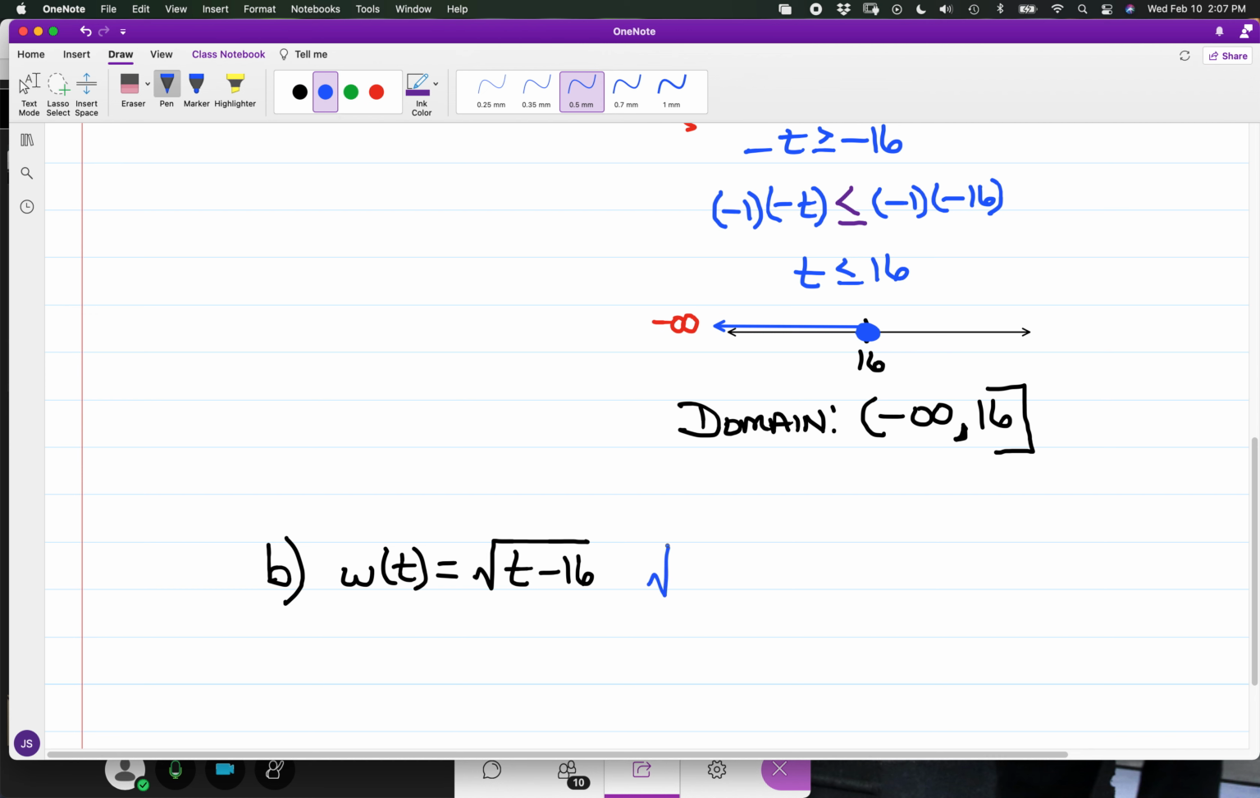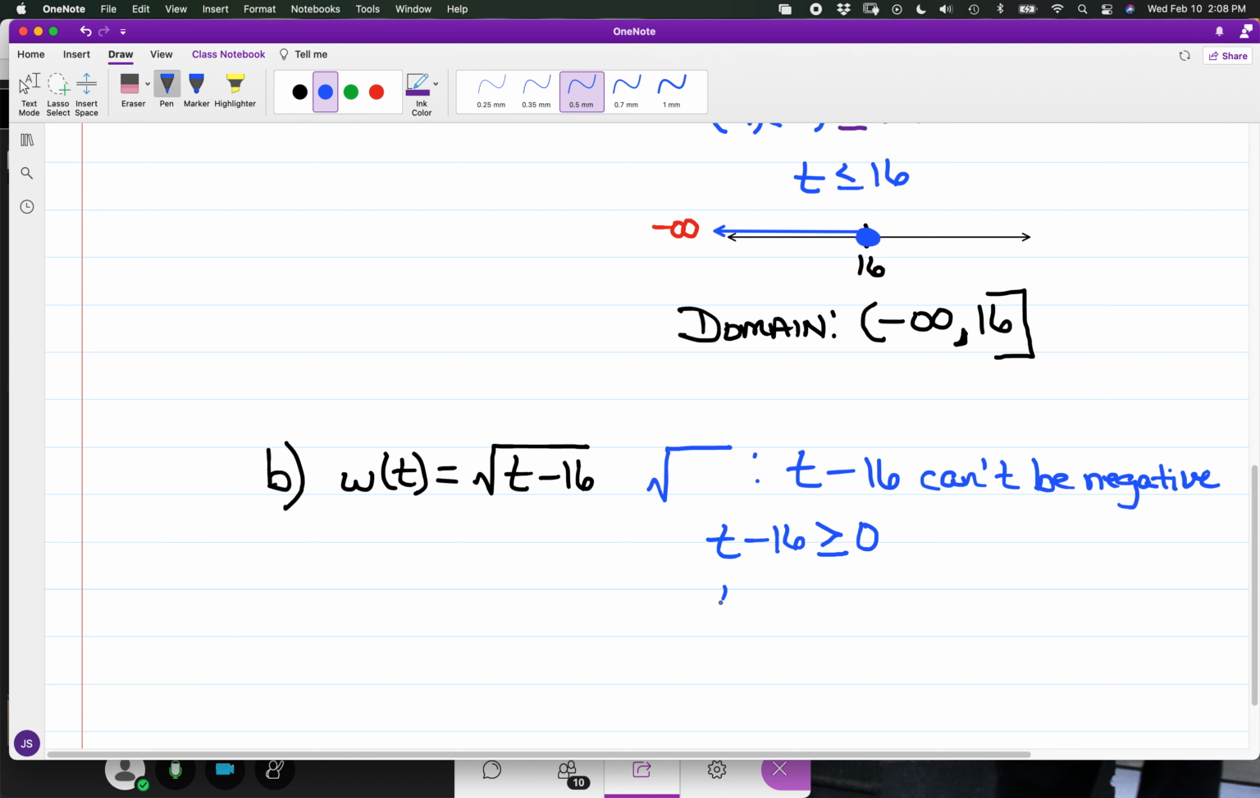And we have much of the history to repeat in setting up what is going to define the domain of this particular function. Again, we have a square root radical, and just like 16 minus t moments ago, we cannot have t minus 16 to be negative either. And so for t minus 16, again, it can be 0 and it can be positive. So for the setup, we have the inequality t minus 16 is greater than or equal to 0.